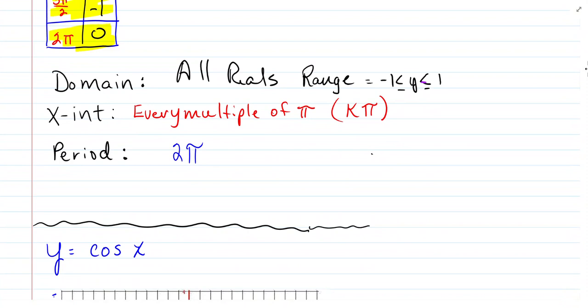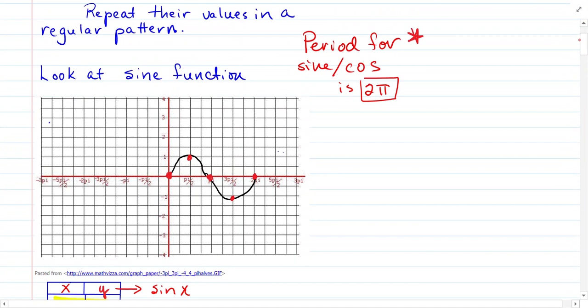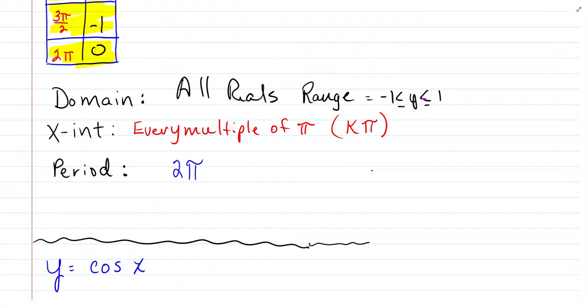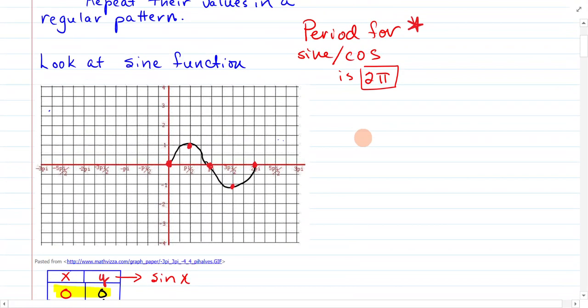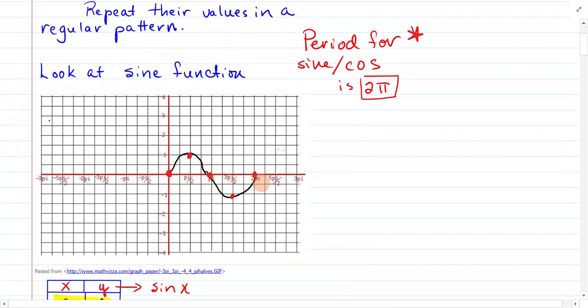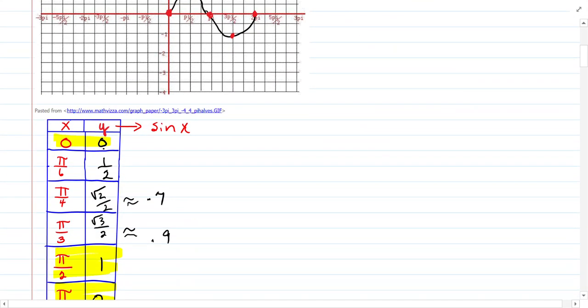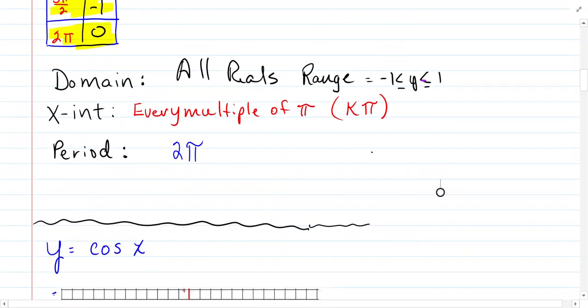We need to remember that the domain for sine and cosine is all reals. It's going to go on and on and on forever. The range, y, has to land between 1 and -1. The x-intercepts are every multiple of pi. If we look back at the picture, we have 0, we have pi, we have 2 pi. It would hit again at 3 pi and at 4 pi. So every multiple of pi. And the period is 2 pi, which we've already said.